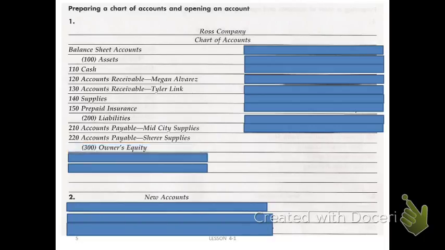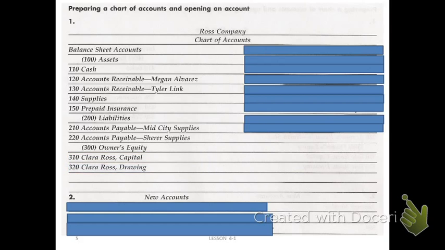Okay, our next division is owner's equity, and those are all going to begin with the number 300. So we have the number 300 in parentheses next to owner's equity. And for owner's equity, we have capital, which is the number 310, and we have drawing, which is the number 320. So capital is always going to come before drawing. These are not in alphabetical order.